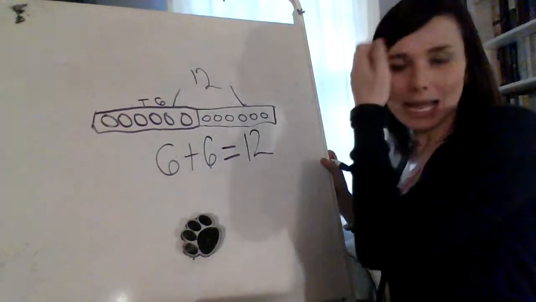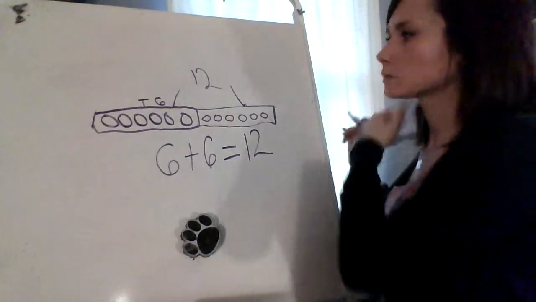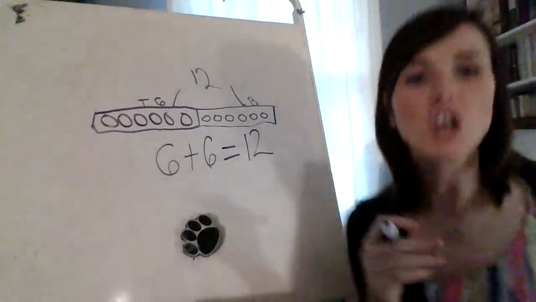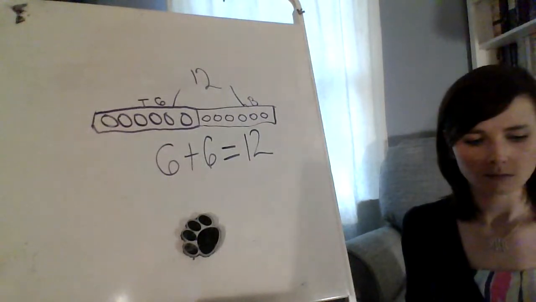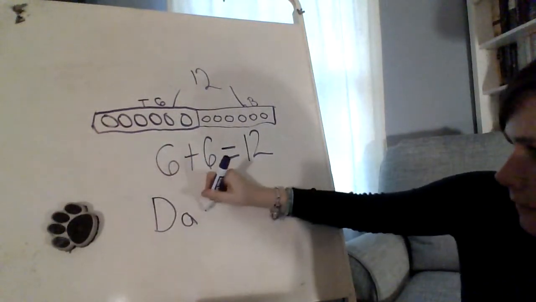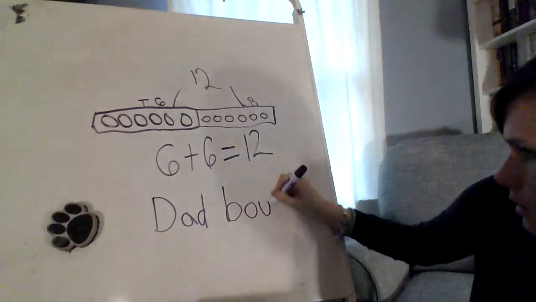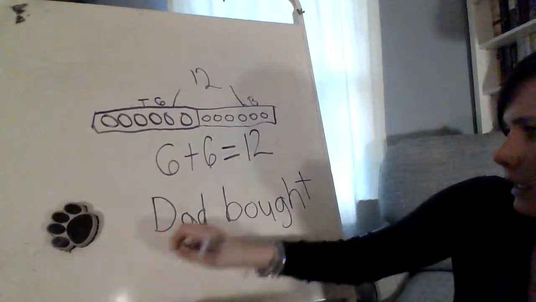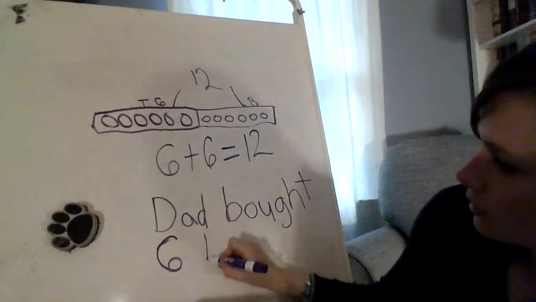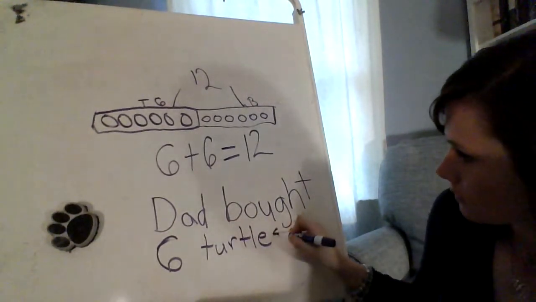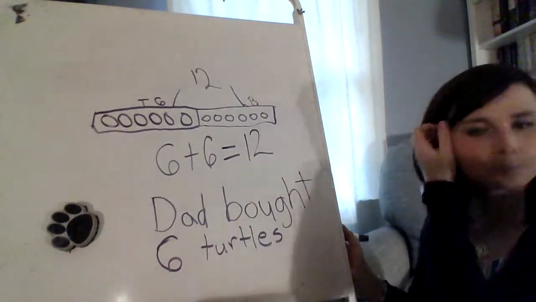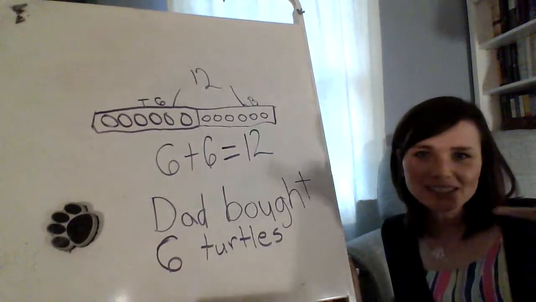So, boys and girls, how many turtles did the dad buy? I'll label this piece of tape B because he bought them. How many did he buy, boys and girls? We just solved it. How many? Right, 6. So your statement would be, Dad bought six turtles. Dad bought 6 more turtles, and I should have written more in there, but you could just say Dad bought 6 turtles. Very nice job, boys and girls.